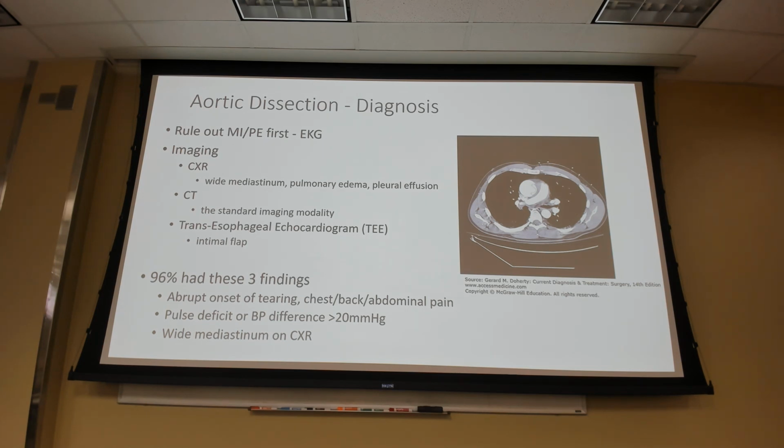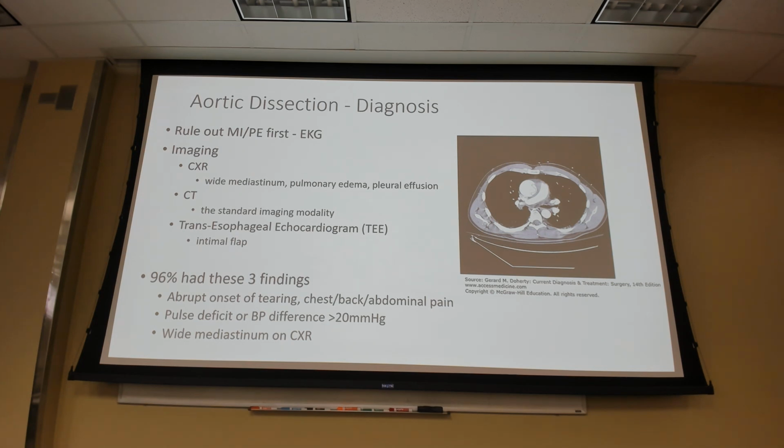So some of the initial tests, obviously we get an EKG, and then a chest x-ray is the quickest and easiest initial test we can do. And if we see that widening in the mediastinum, that raises our suspicion a little bit more that it could be an aortic dissection. Now, the CT is going to be our gold standard imaging for it.